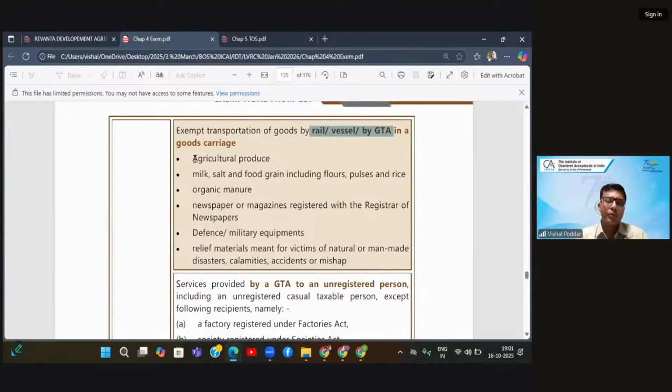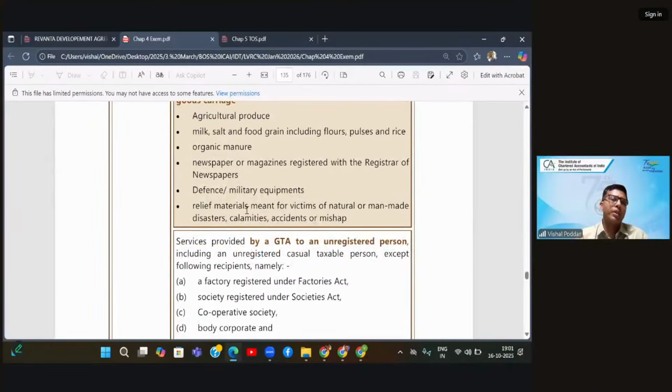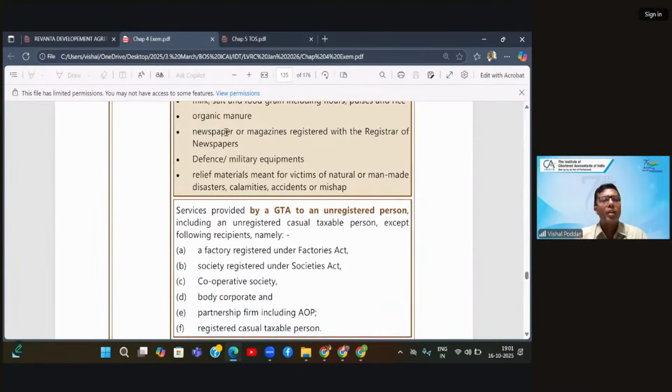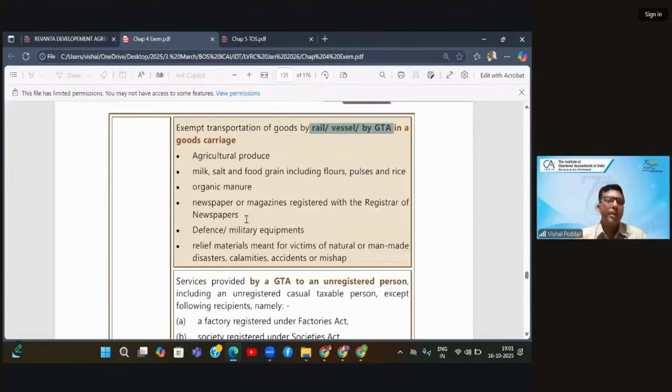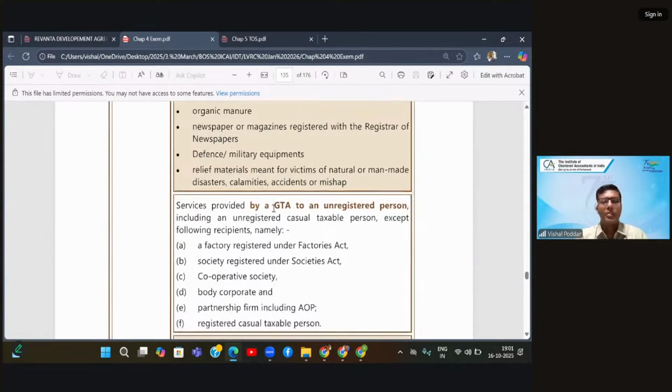So what are these goods for which the transport charges are always exempt? Agricultural produce, milk, salt, food grains, organic manure, newspapers or magazines which are registered. Next, delivery of defense or military equipments and relief materials which are sent wherever there is some natural calamity, etc. Only transport of these goods by any medium is exempt. Yes, these goods, if transported by air, will be taxable.